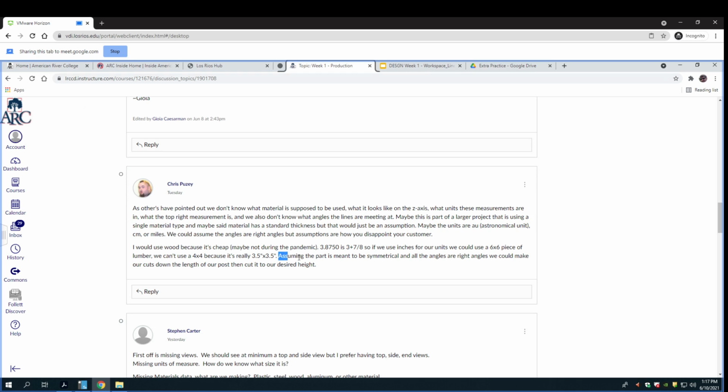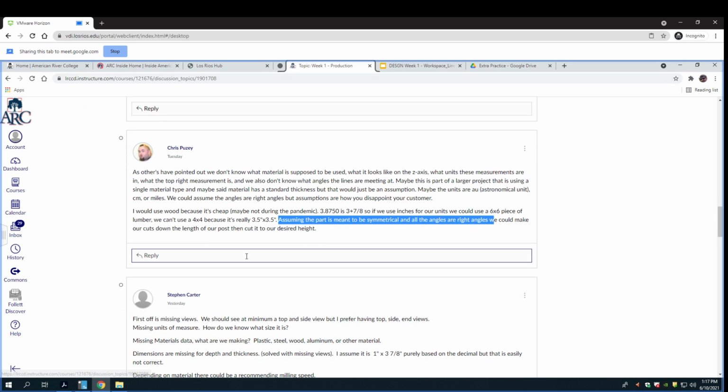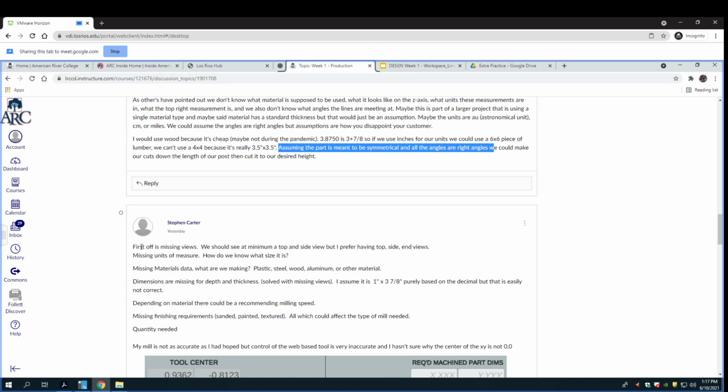Here's another one. There's a guess that the parts are at right angles. And so that would be an interesting thing. Here's some missing views. Well, the views are only missing if it's not an even thickness. You could just say, and the whole thing is a certain thickness. But yeah, that would be really good to have.